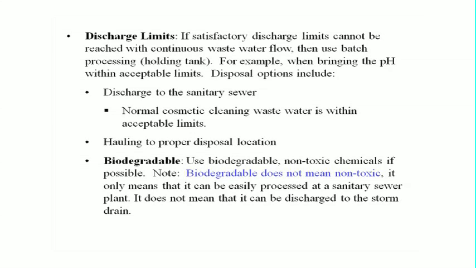Limits of discharge. If satisfactory discharge limits cannot be reached with continuous water flow, batch processing is available. In other words, if you can't get into your limits, you can use a holding tank. I've seen them 200, 300, 400, 500 gallons. Once you collect your wastewater, then you neutralize it to around 7. Depending on whether it's highly caustic or highly acid, get with your chemical supplier to get some recommendations on what to use for your particular item that you're trying to neutralize.